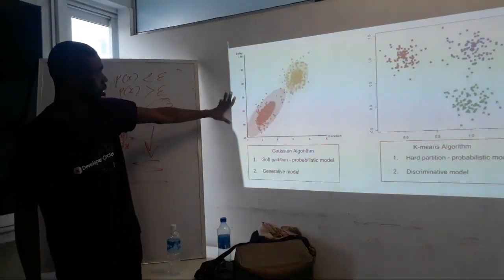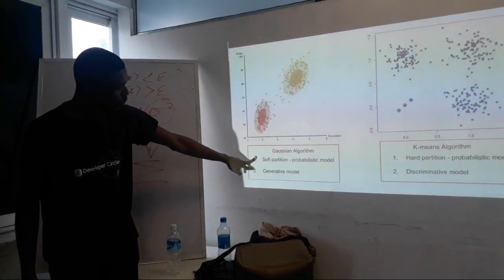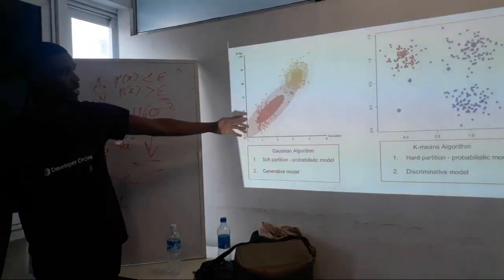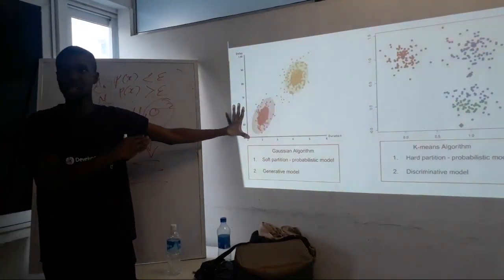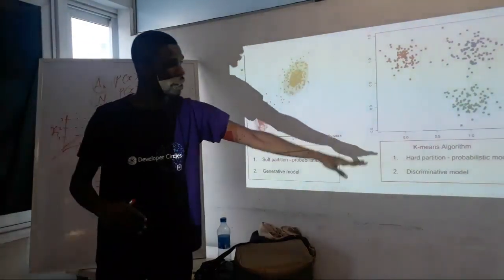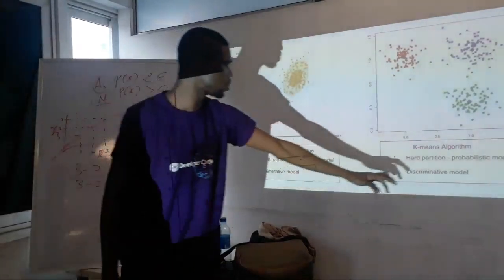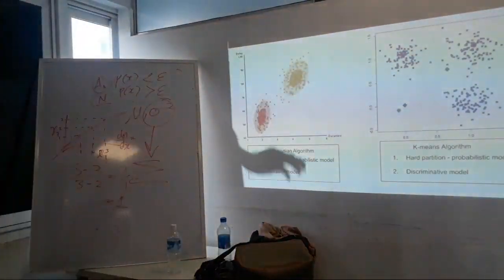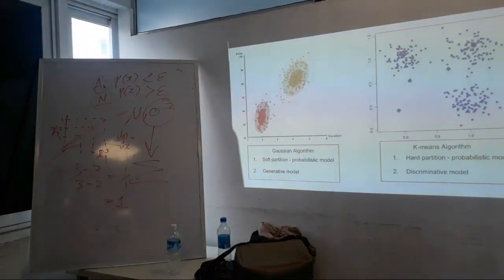Gaussian mixture: soft partition and hard partition. The soft partition is just like what I said, it tells you 80, 20. K-means will tell you to take this point out. It's not probabilistic, so it's hard partition versus soft partition.